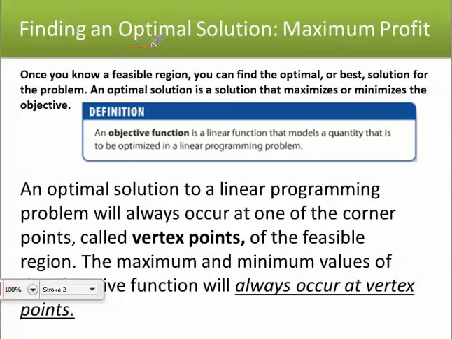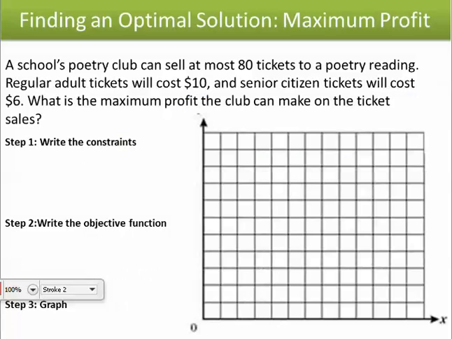Finding an optimal solution is one where you're looking for one of the vertex points of where the lines will intersect. It'll be a maximum or a minimum point. And it's done a little bit differently. So you've got to read the questions a little bit differently. For example, School's Poetry Club is selling at most 80 tickets to a poetry reading. So we've got regular adults plus senior adults has to be less than or equal to 80. Okay? That's what I'm getting right here. They're selling regular and senior tickets, and they can sell at most 80 tickets.